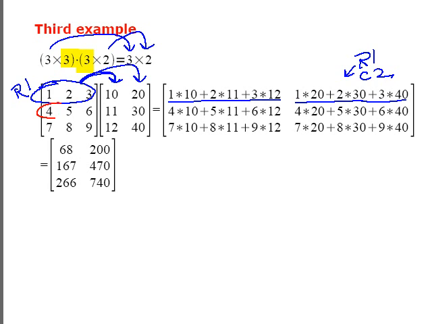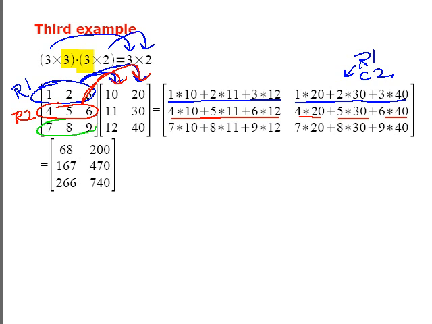Now you move down here and you grab the second row, and you go against the first column. So it would be 4 times 10 plus 5 times 11 plus 6 times 12. Okay, that's done. You've created row 2, column 1 in the answer. And now you go against the second column. 4 times 20, 5 times 30, 6 times 40.